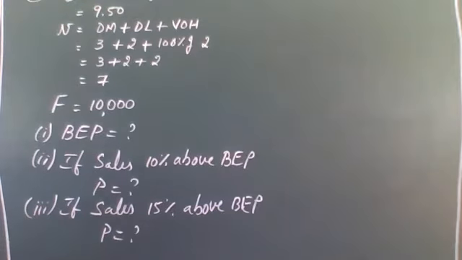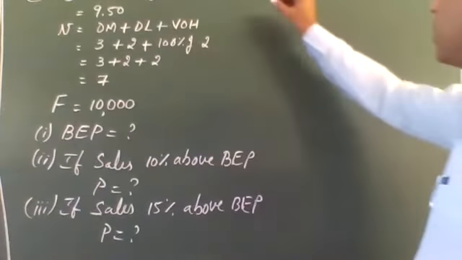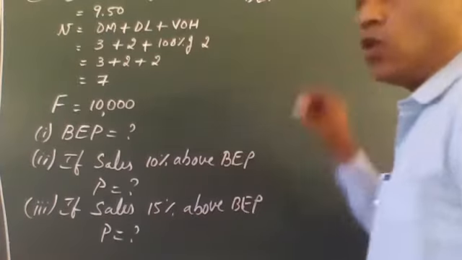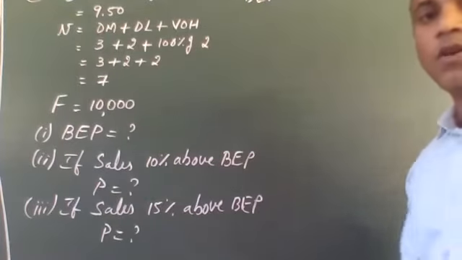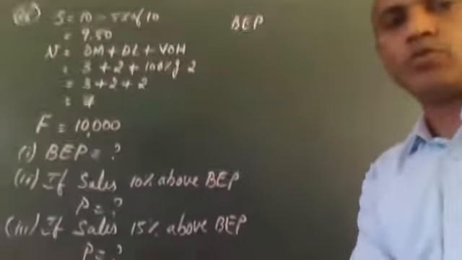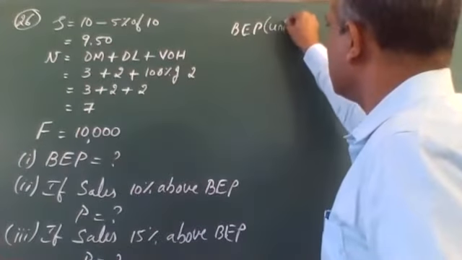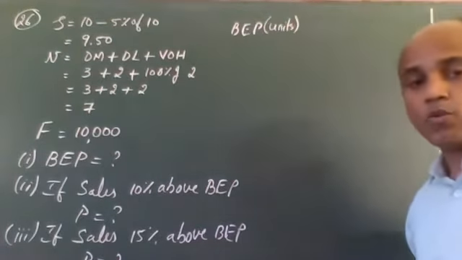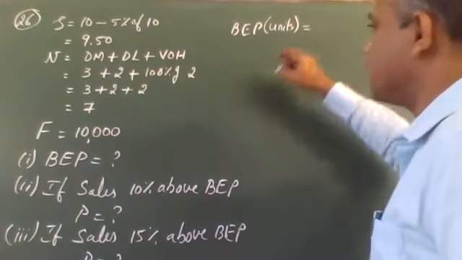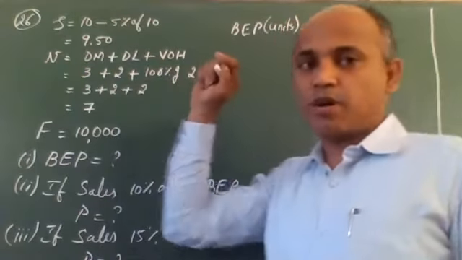Now let us first find out the break-even point. We all know we can find out break-even point in terms of rupees or units. Which one is more applicable here? What are you going to find out here? The break-even point in rupees or in units? We apply the units formula. Sir, why are we going to apply the units formula? Because he gave us selling price per unit and variable cost per unit. So per units are given.